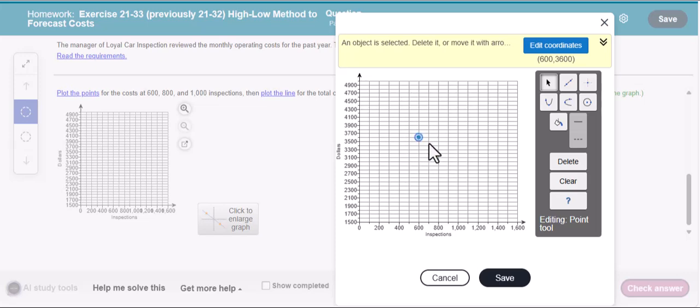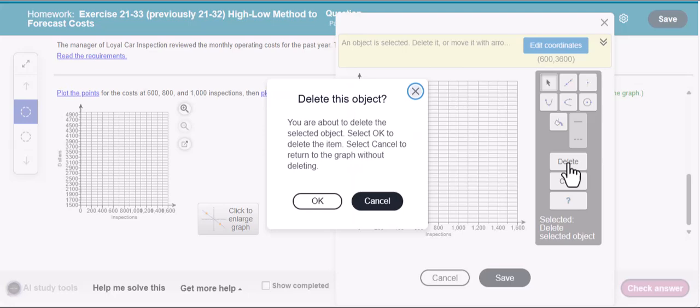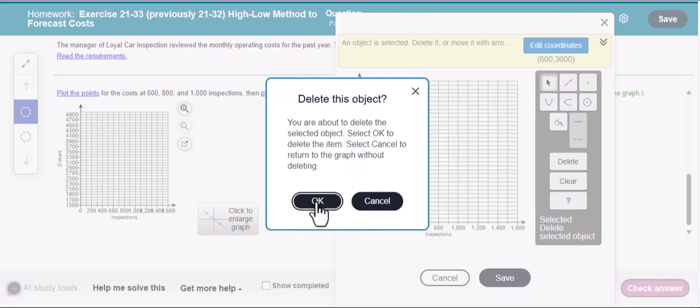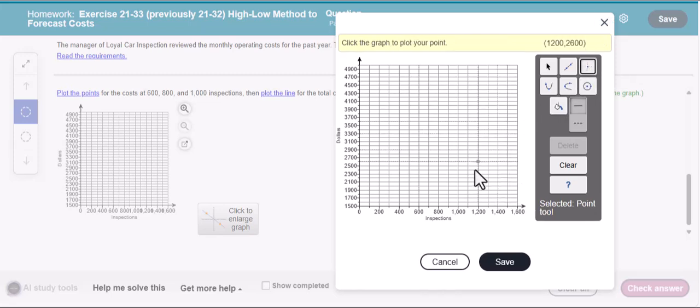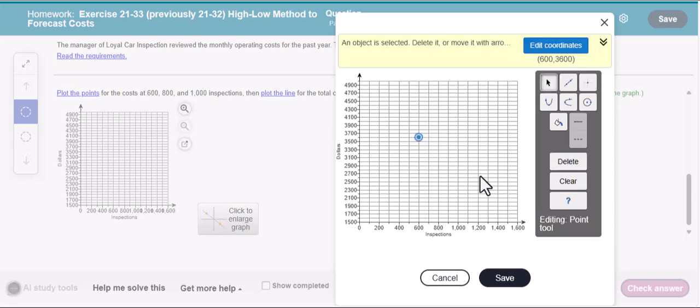Now, if we did this plot point incorrectly, we could hit this delete key here. So I'll show you how it looks. We could hit delete this object. Okay. So then we would start over, use the point tool, and then go back to 600 on the x-axis and 3,600 on the y. So there that one goes. Even though it was correct the first time, I just wanted to show you how that delete button works.